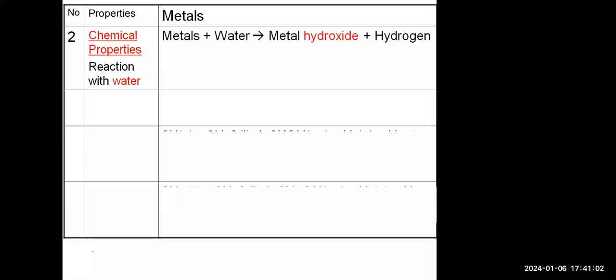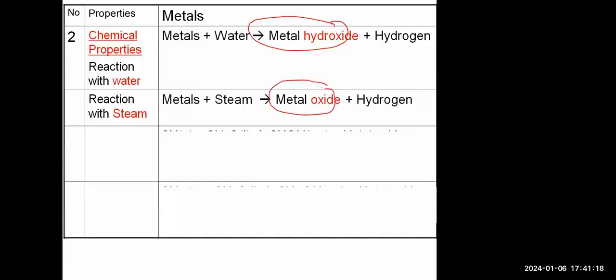Okay. Now the next one is reaction of metal with water. Children, metals react with water to give metal hydroxide along with hydrogen gas. But if it is steam, if it is water at room temperature, we get metal hydroxide. But if it reacts with steam, we get metal oxide. So this you need to remember. If it is steam, metal oxide; if it is water, metal hydroxide. The other product is the same, hydrogen, in both cases, right?